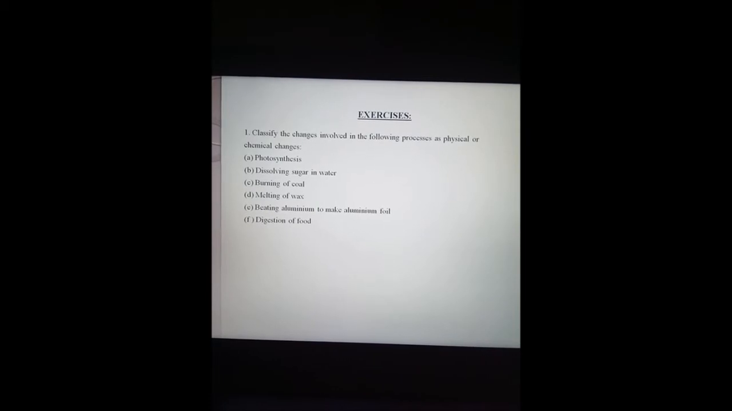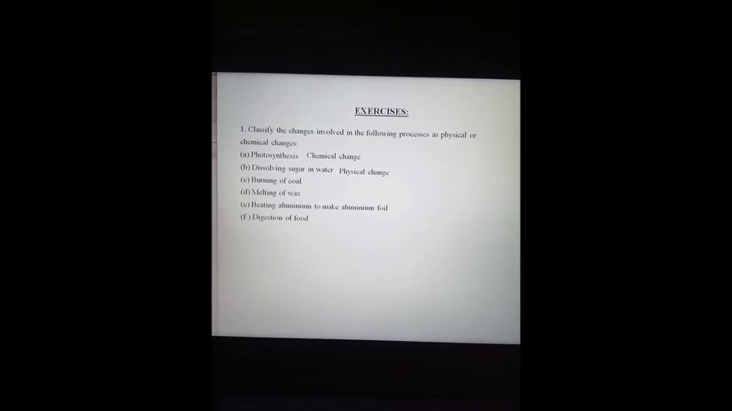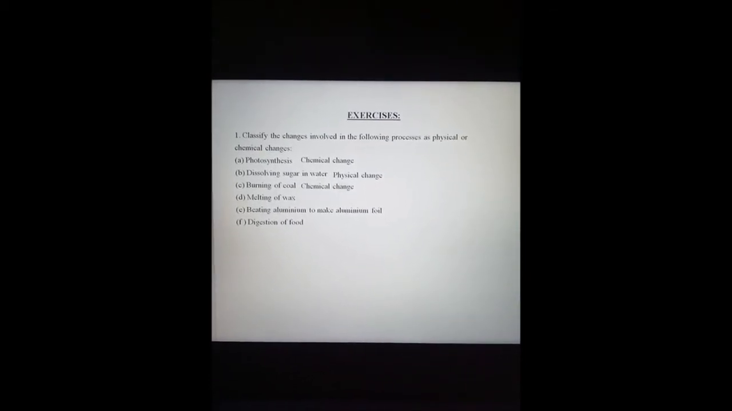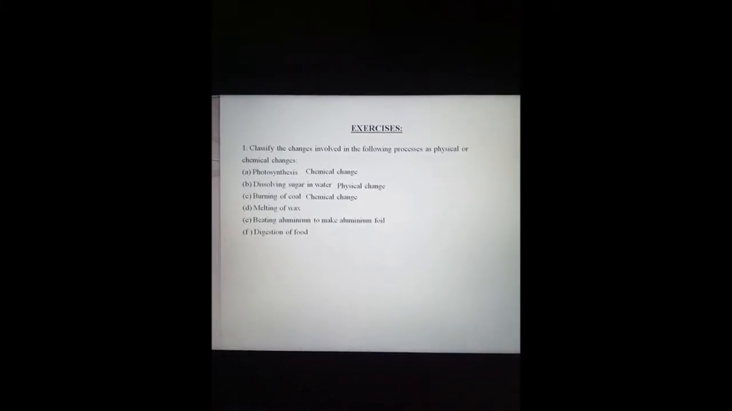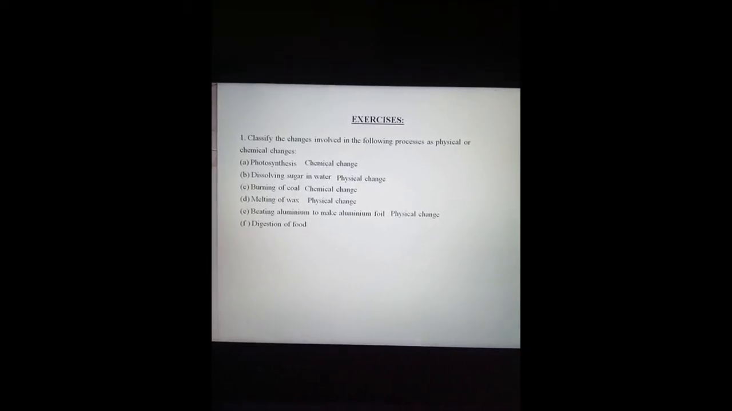Dissolving sugar in water is a physical change because there is no chemical reaction involved. It's just mixing sugar with water. Burning of coal is a chemical change because when we burn coal, it results in the evolution of gases like carbon dioxide and formation of charcoal or ash. Melting of wax is a physical change. Again, beating aluminium to aluminium foil results in change of shape, so it's a physical change.